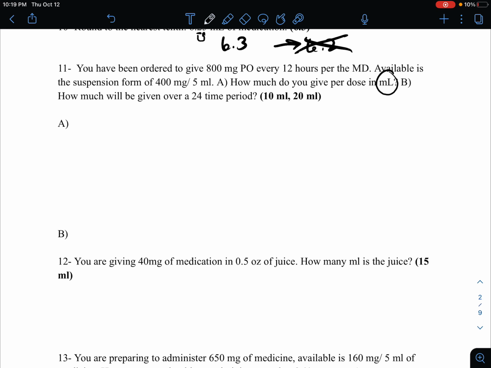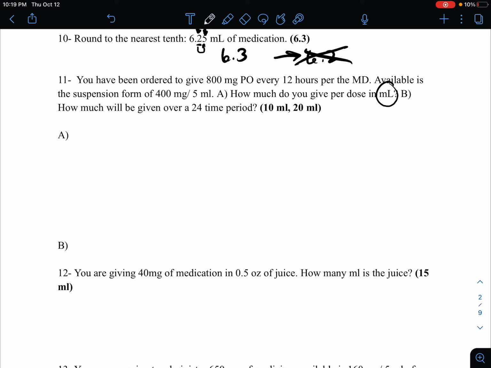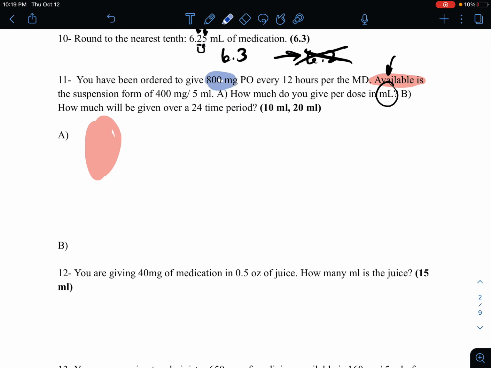So the one thing you're going to do, similar with train tracks, is you're going to put ml on top. So, let me back up a little bit. What is available right here? This right here, available, will always go on the top of your fraction. Always go in the beginning. And what the doctor ordered, what you have to give right here, will always go right here.